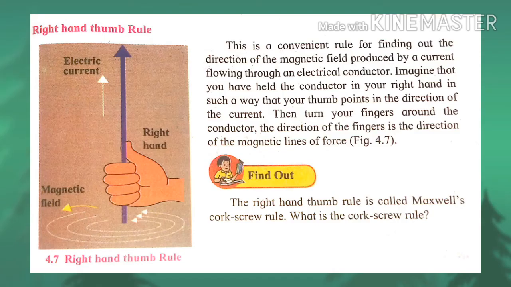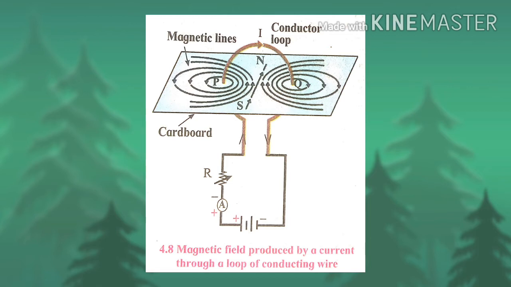Now we discuss right hand thumb rule, that is hold straight current carrying conductor in our right hand in such a way that thumb pointer gives direction of electric current and curl fingers around a conductor gives direction of magnetic field. Now we discuss magnetic field produced by current through circular loop.